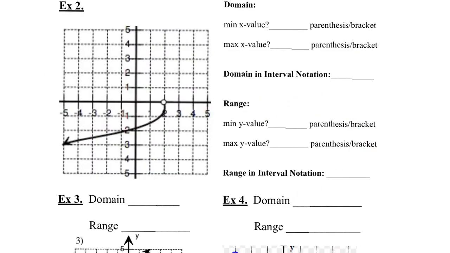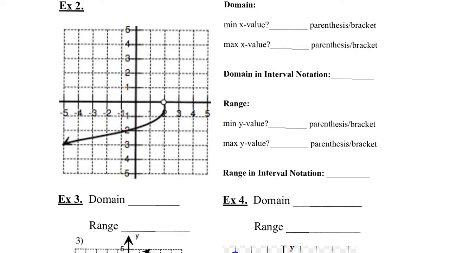Okay, let's look at example 2. Okay, this is continuous because it's connected. It's not a bunch of little dots. Okay, remember domain is the x values. The x-axis goes from left to right. So I want the furthest left point to the furthest right point of the graph.